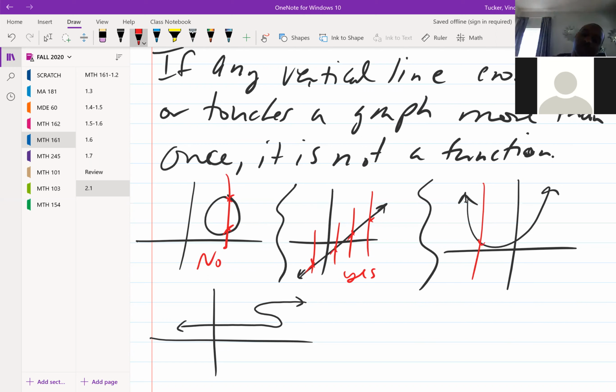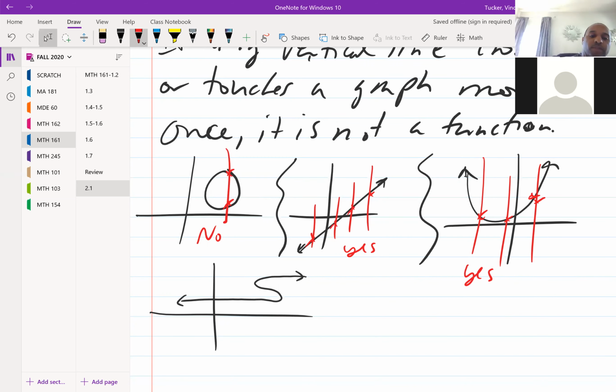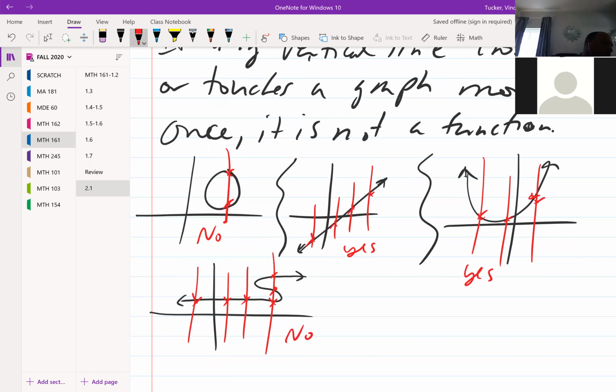Parabola, no matter where you draw your vertical line, it's only going to touch it once. So yes, it is a function. And then here, even though I may only touch it once right here, when I get here, it touches it 3 times, so that means no, it's not a function. So if you take a vertical line and draw it through your graph, and it touches or crosses your graph more than once, then it is not a function.